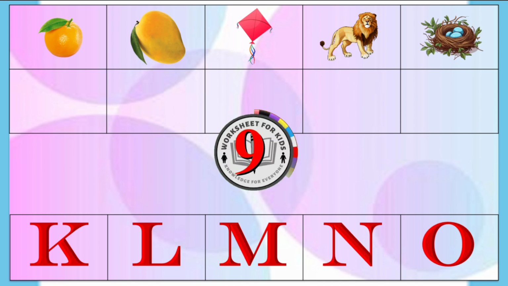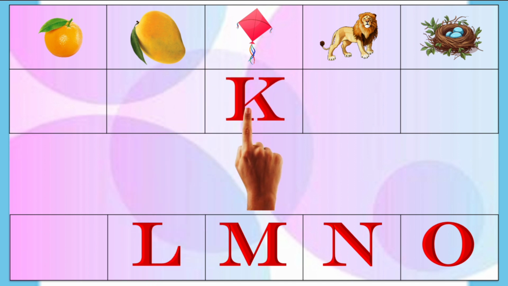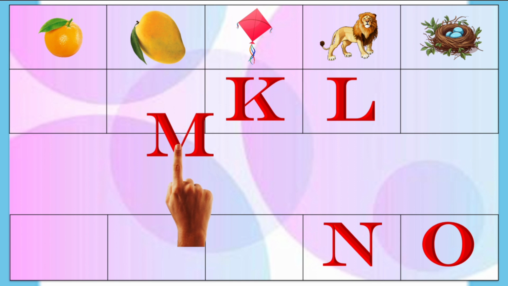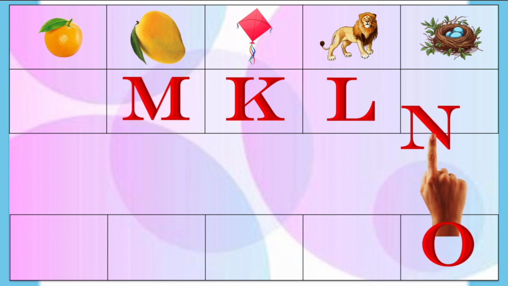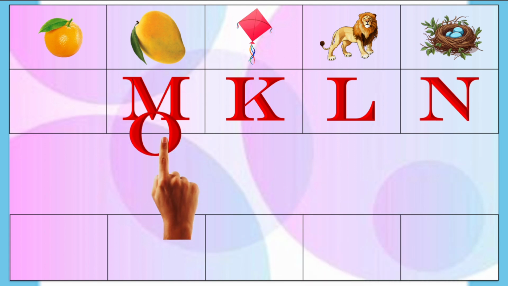10, 9, 8, 7, 6, 5, 4, 3, 2, 1, 0. K for kite. L for lion. M for mango. N for nest. O for orange.